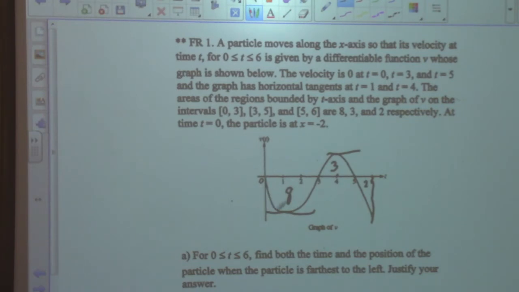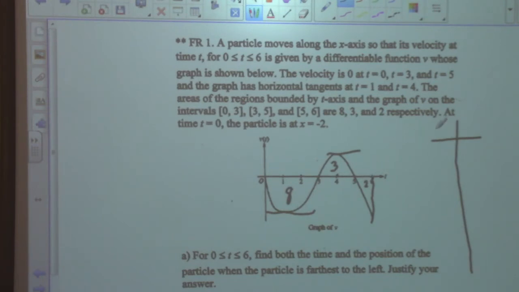So we're given a graph of velocity, so we're using velocity to determine position. We want to find out the time and position of the particle when the particle is farthest to the left. So what do you set up for this? You set up a table. Here's your candidate test, right? So what are your numbers of evaluation?